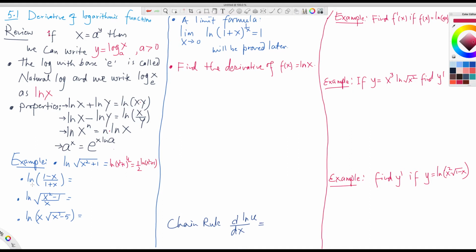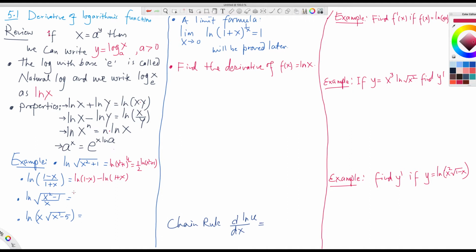How about here? You can break this into two logs, right? You can write ln 1 minus x and then minus ln 1 plus x. What did I do here? Because there is the quotient, this difference can be combined into a quotient, and then a quotient can be broken down into a difference. Similarly, the sum can be combined into a product, but the product can be broken down into sums and so on, okay?